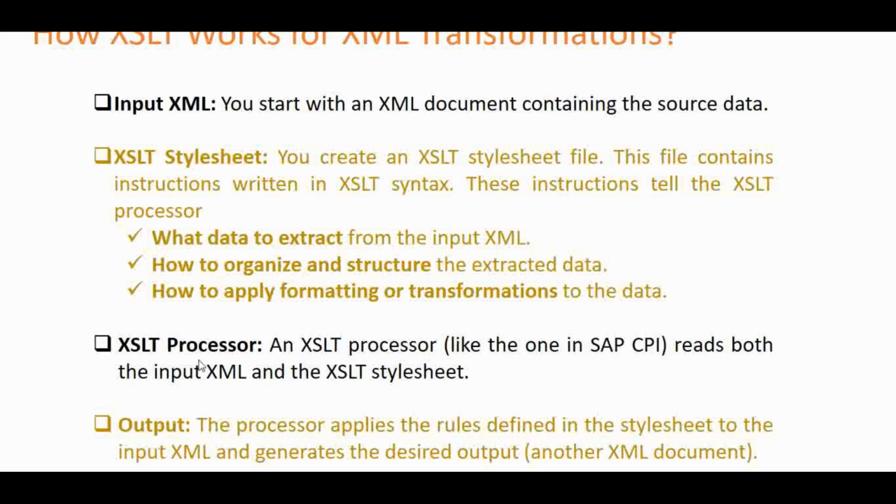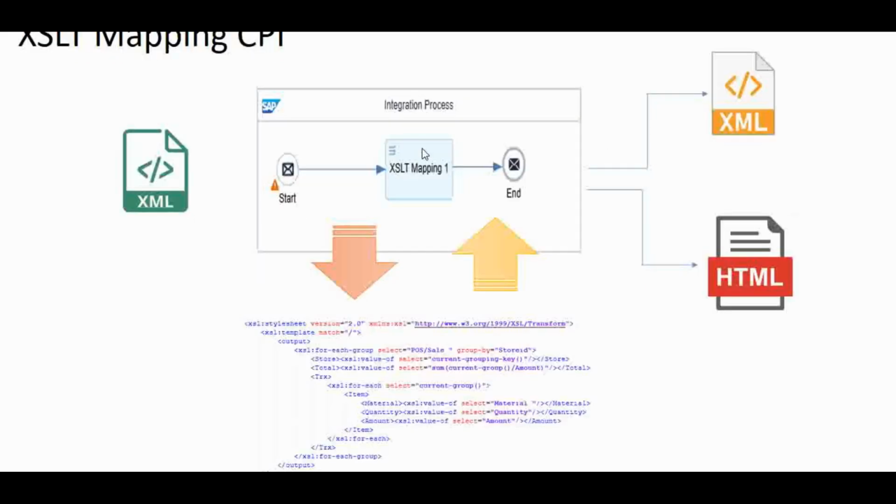Third one is the XSLT processor. The XSLT processor is nothing but the environment where you are going to put it. In our case, in the BTP, we have one palette called XSLT Mapping, similar to the message mapping.